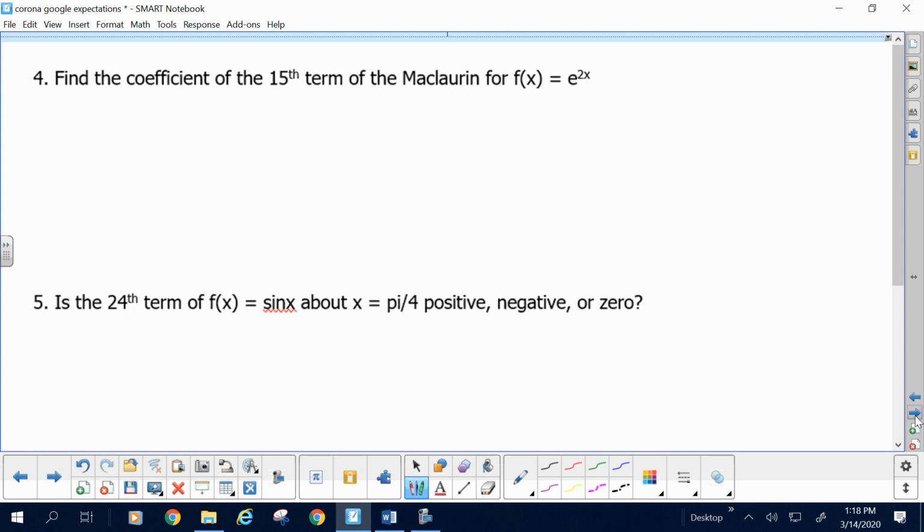All right. Find the coefficient of the 15th term of the Maclaurin series. Now this goes to pattern recognition. I don't want you to necessarily take 15 derivatives, but let's look for patterns here. Let's start off with, first of all, the 15th term. Maclaurin implies that the center is 0.